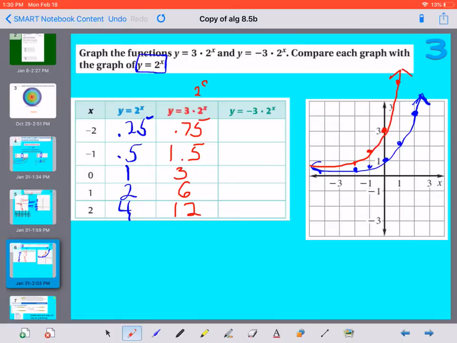now if we compare just those two graphs, this is our original graph. If we compare our red line to our blue line, what's happening is we started up farther than the blue line. So what happened is we stretched this vertically. We stretched vertically for this graph.